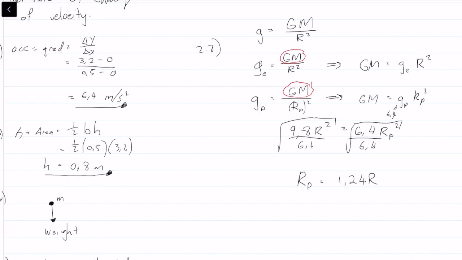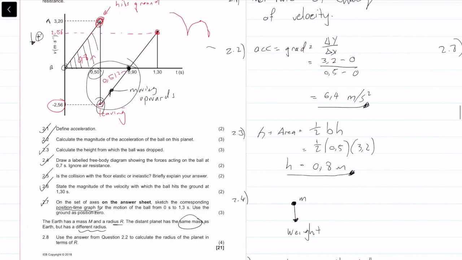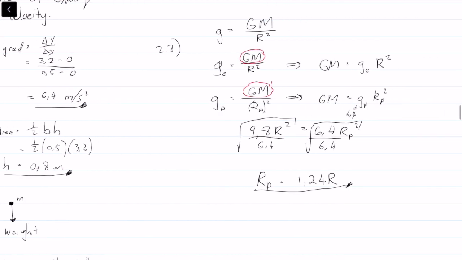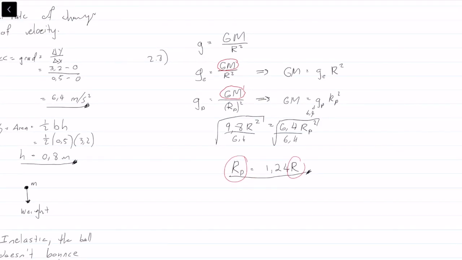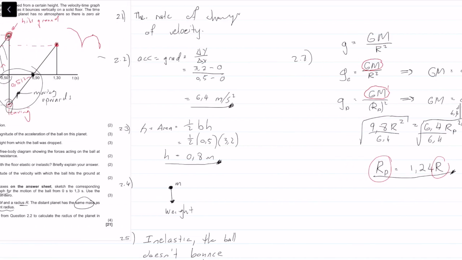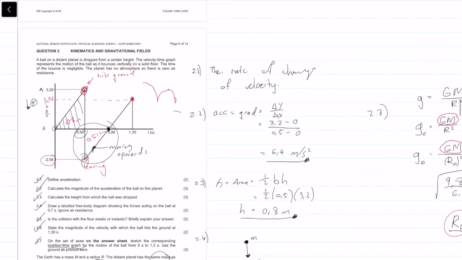Okay, and that's what the question asks us for. It asks for the radius of the planet in terms of r, and we have the radius of the planet in terms of r. Okay, cool stuff. So not too difficult. So that's basically that question.